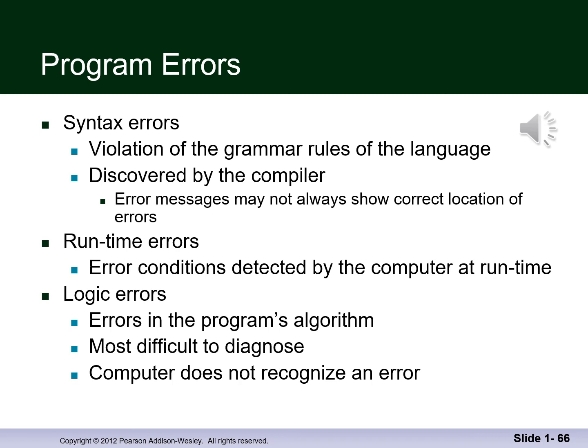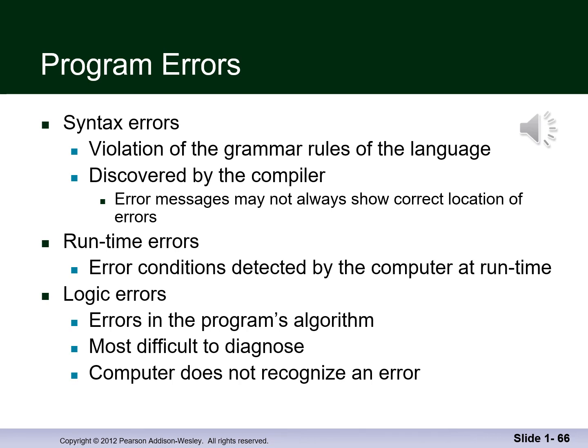Runtime errors are error conditions detected by the computer at runtime. The most common is a divide by 0. You enter 2 values and it causes a divide by 0 error, which causes the computer to go crazy.